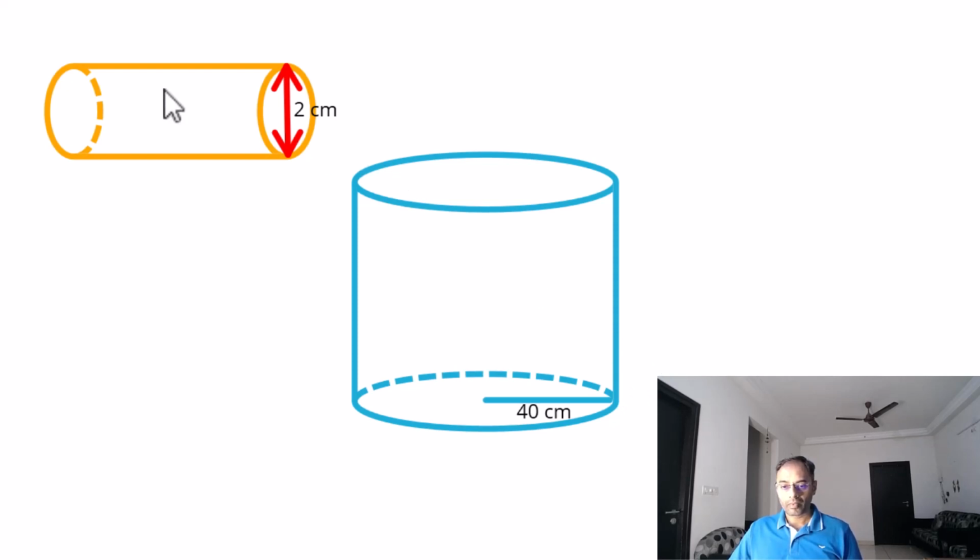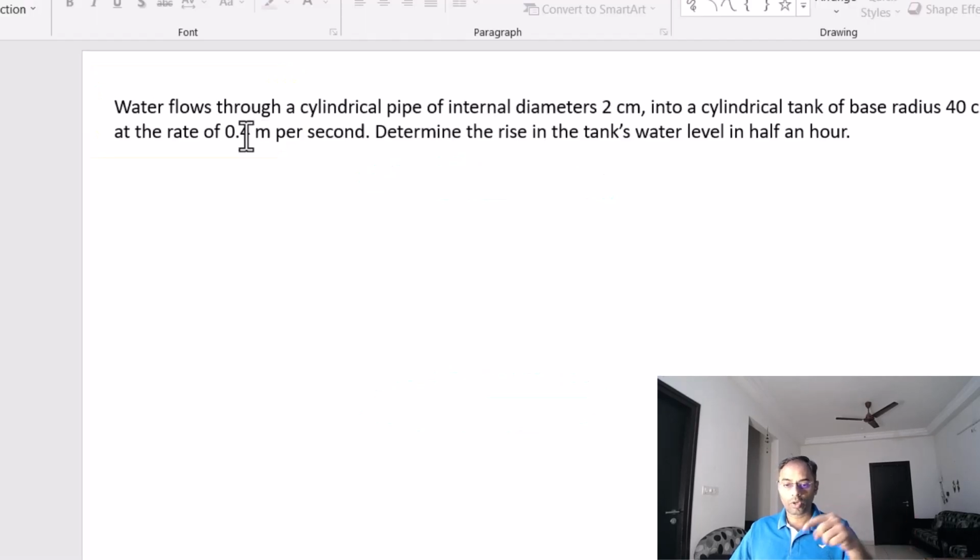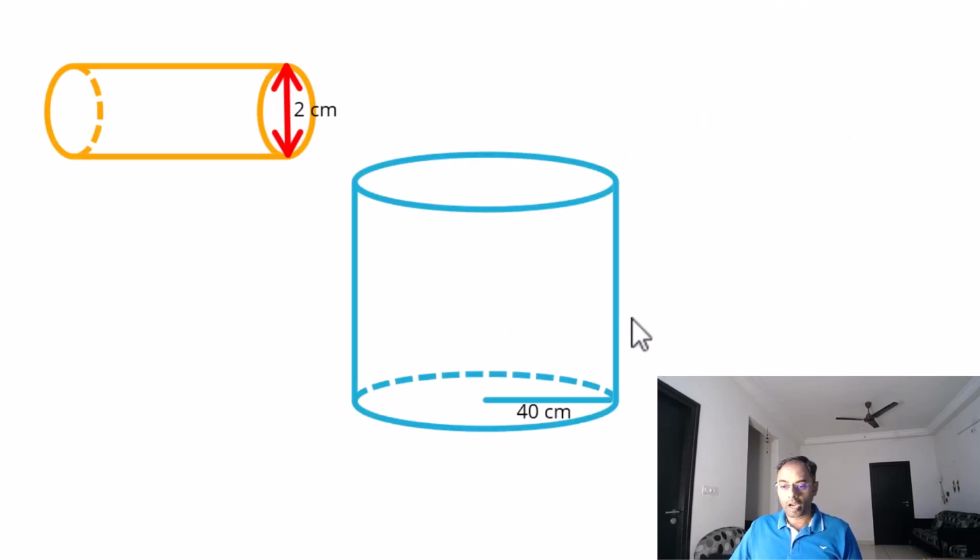Let me just repeat. Water is flowing through this pipe into the cylinder. This is the rate at which the water is flowing through the pipe, 0.4 meters per second. Determine the rise in the tank's water level in half an hour. So in half an hour, what is the height at which the water level will increase in this tank? Assuming the tank has no water at all, it is completely empty. Now we are filling water through this pipe for half an hour. So in half an hour, what will be the height of the water? Up to what level will the cylinder be filled with water?